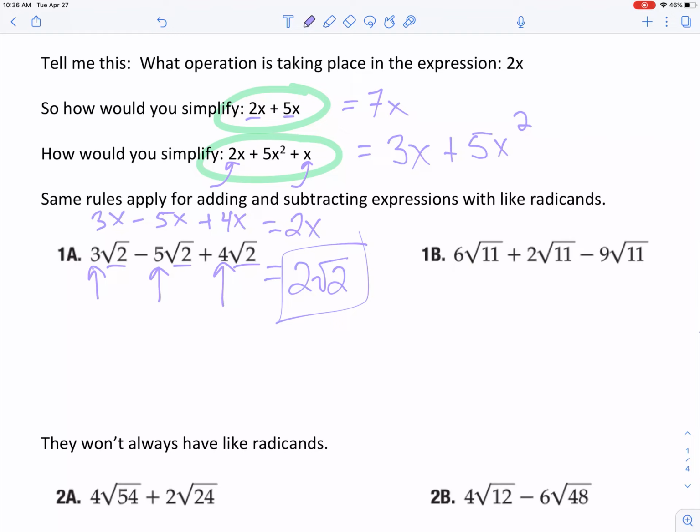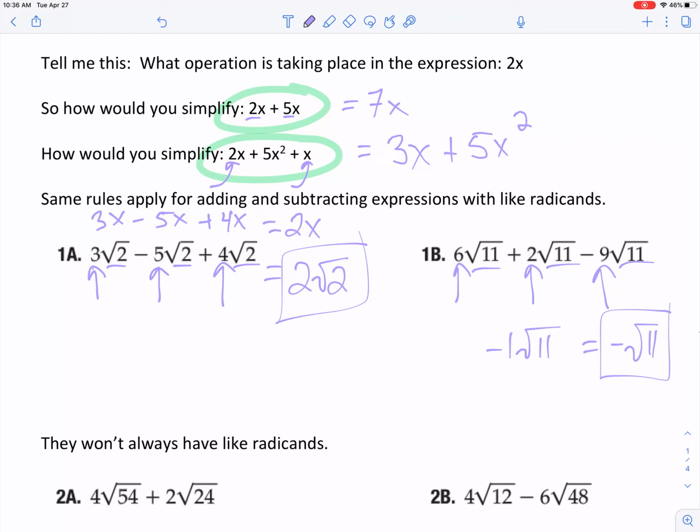Okay, so on 1b, they're all 11s. Great, combine them. 6 plus 2 is 8. 8 minus 9 is negative 1. So you have negative 1 root 11s. Or, that's the same thing as just saying negative root 11, right? That's it.